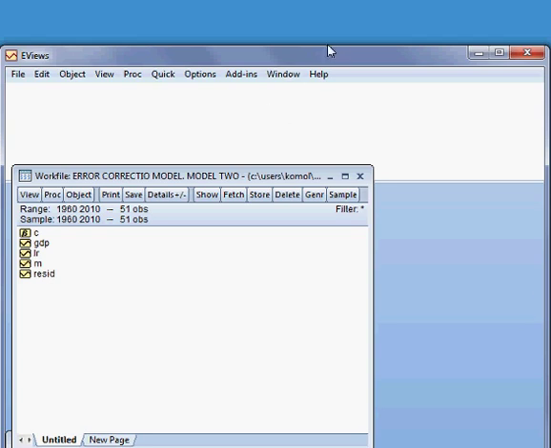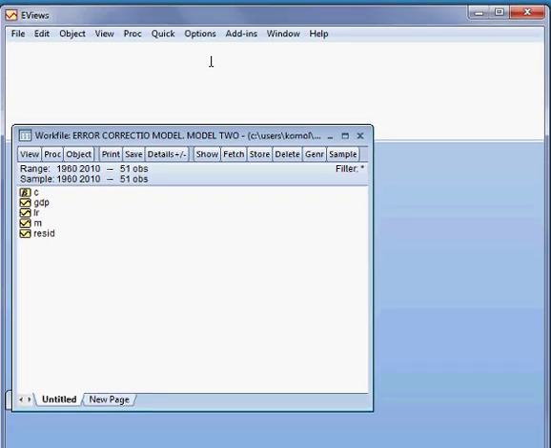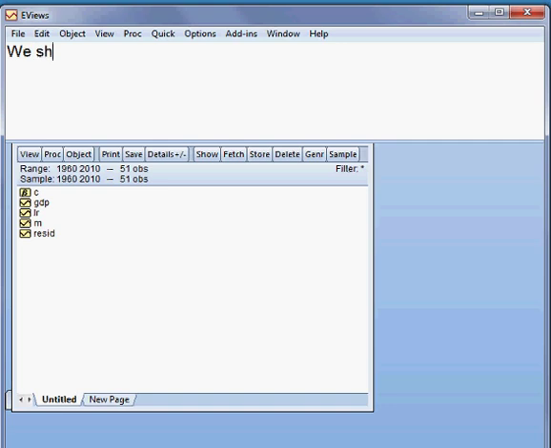Okay, today we shall be developing the error correction model, meaning the ECM model. So we shall be developing the error correction model today.